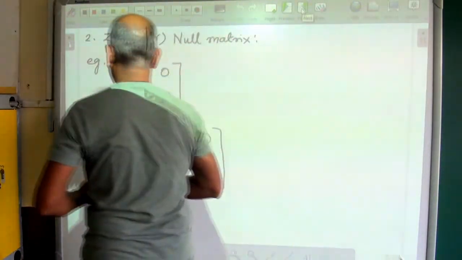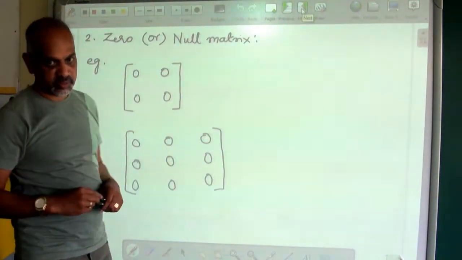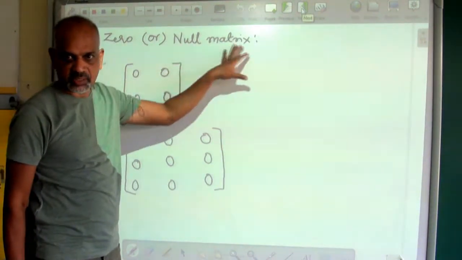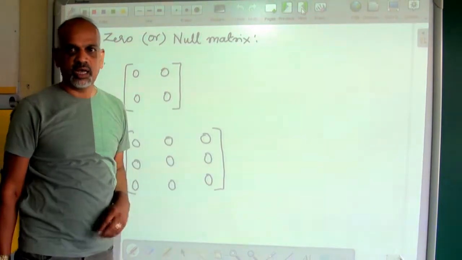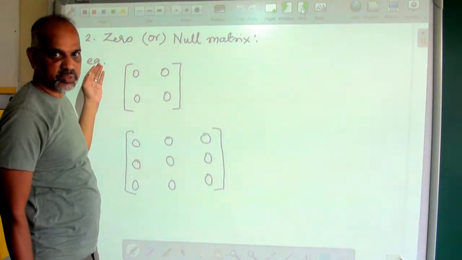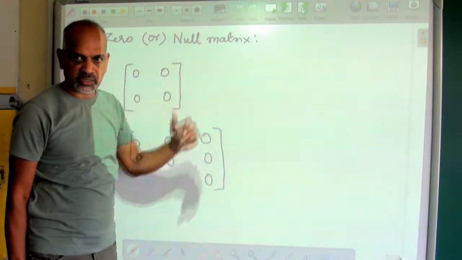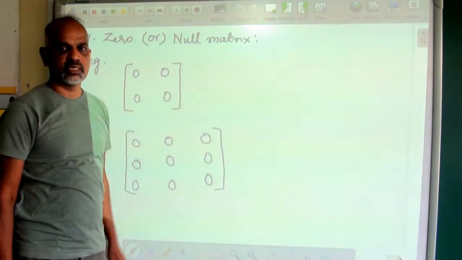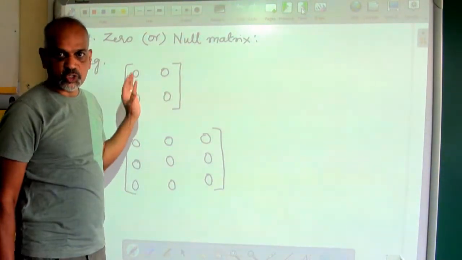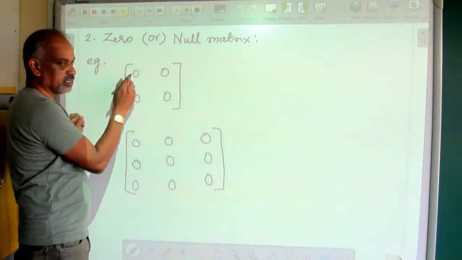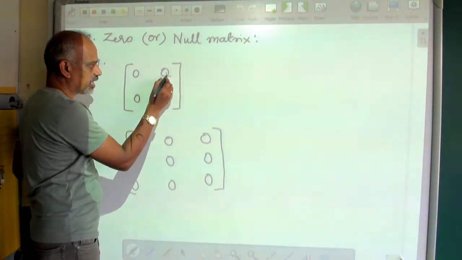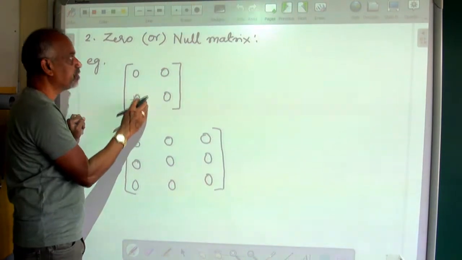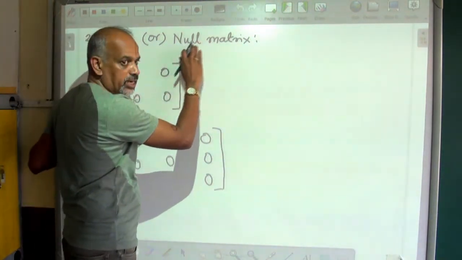Next, about the second type of matrix, which is called zero matrix, otherwise called a null matrix. A zero matrix, otherwise called a null matrix. I have written few examples. Example for a zero or a null matrix is all the elements in the matrix should be zeros, no other numbers. Okay. All the elements which are there should be zeros. So the first example is, this is a matrix which has first element 0, second element 0, third element 0, fourth element 0. All the elements are 0. So this is an example for a 0 or otherwise called a null matrix.